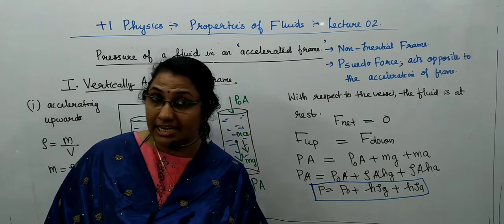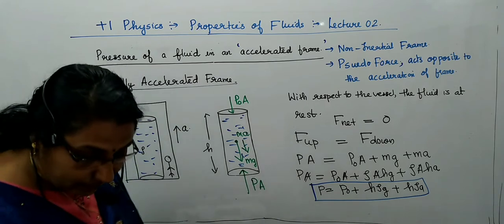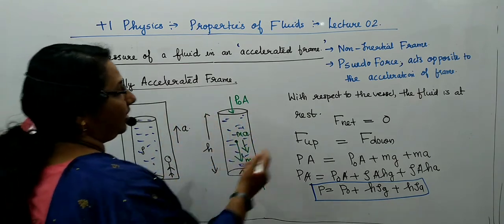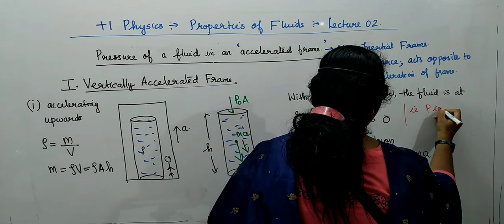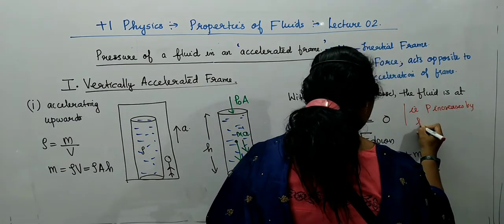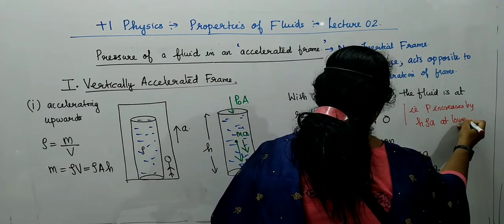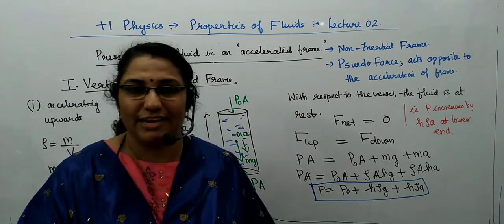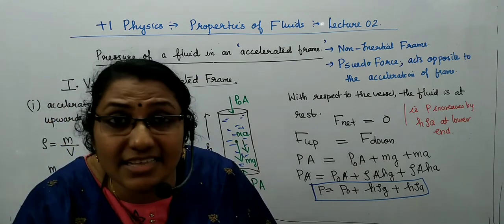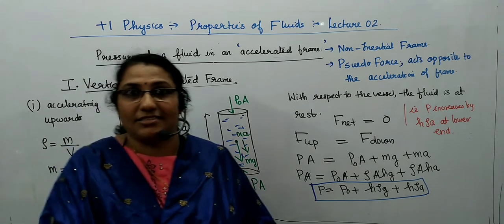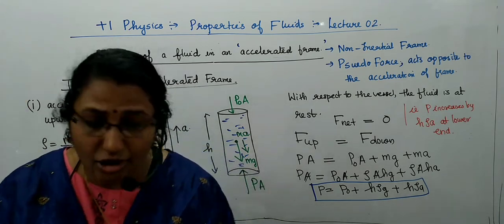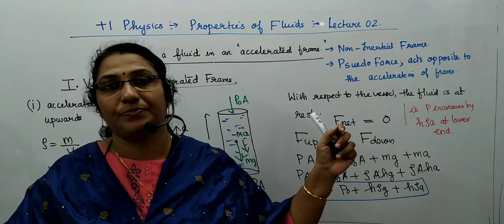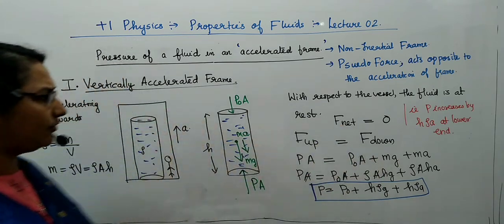And if the fluid containing vessel is accelerating up, what happens? Here we have to write the pressure. We write: pressure increases by H rho a at lower end. Clear? If the fluid containing vessel is accelerating up, the lower end pressure will be greater than the pressure at the lower end when it is at rest. Clear? Understood? Take this much of notes.